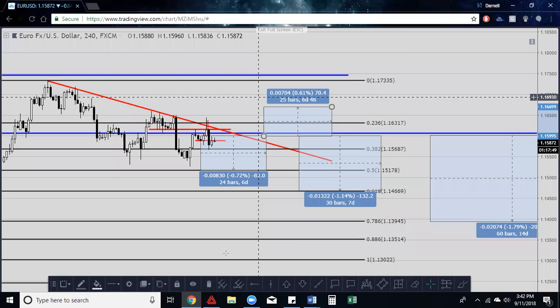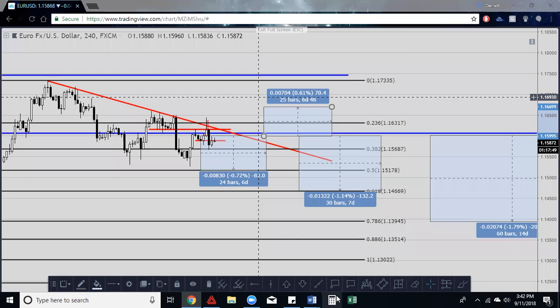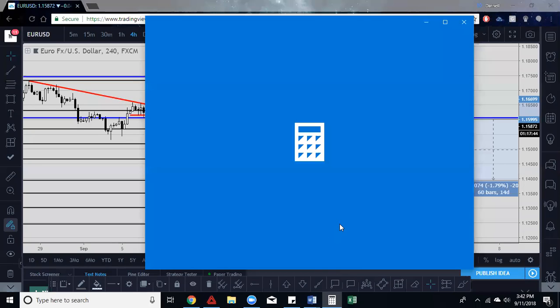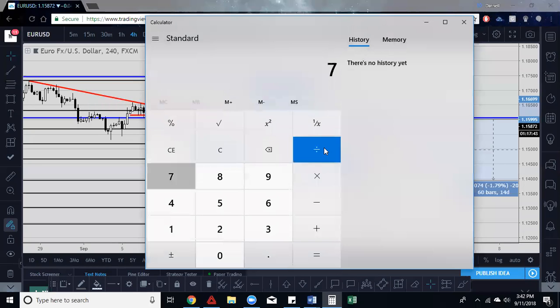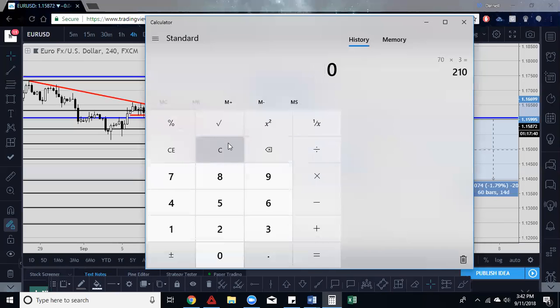I have 3 trades open, so that'll be 70 times 3. That's 210, I think, right? Bad with math. 210. Damn, what was the last? I think the last one was 422.